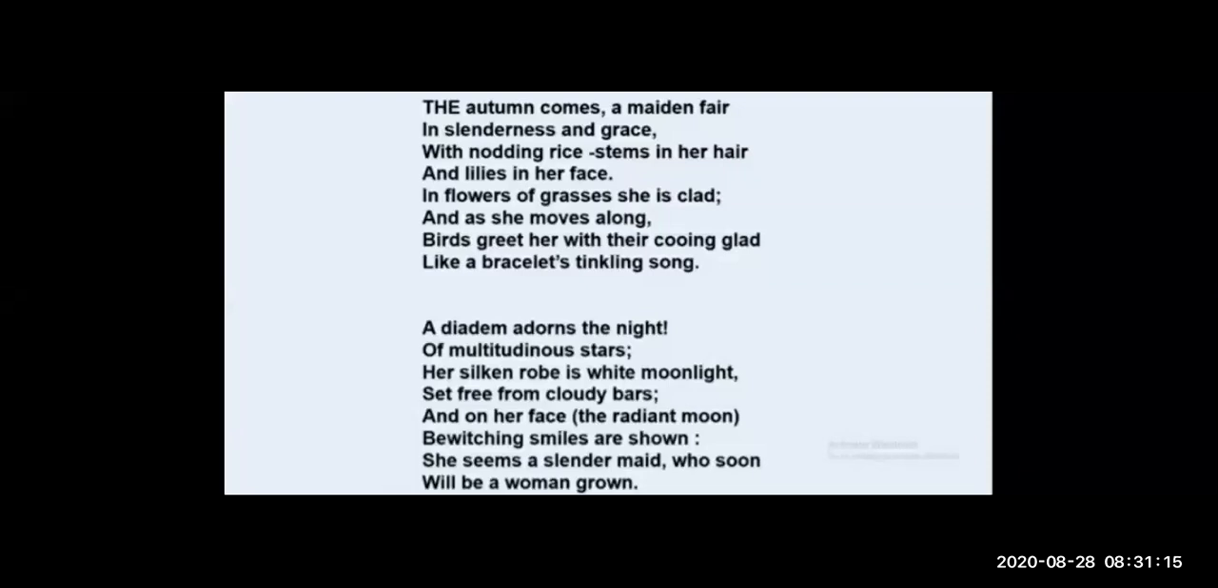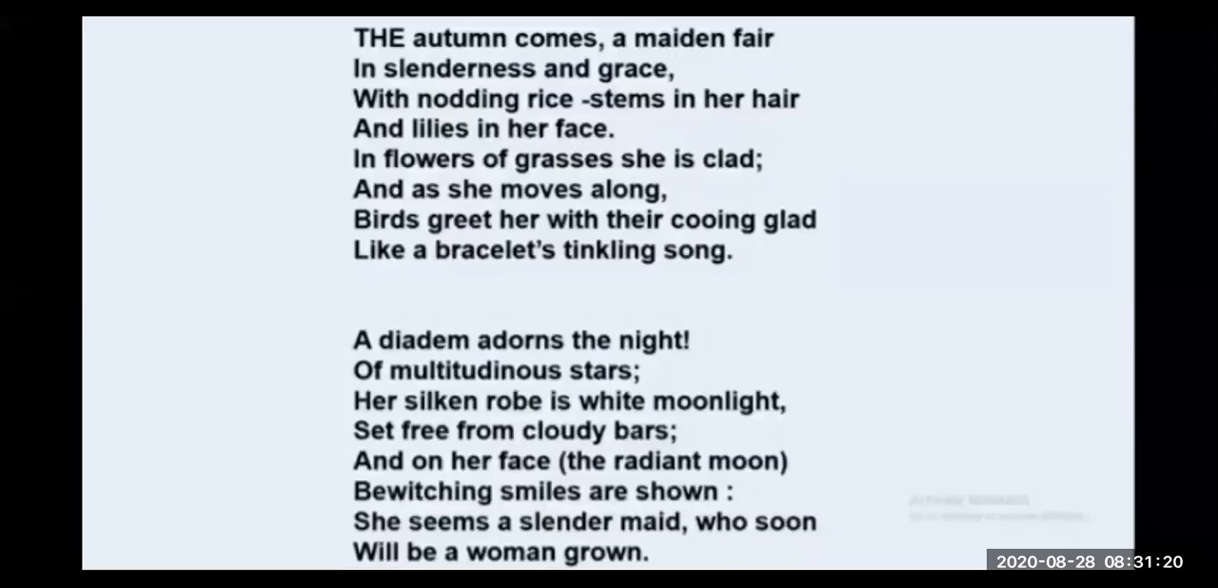How many figures of speech are used in this poem? Personification, simile, metaphor, and alliteration. Okay. And we have seen the rhyming words also of this poem: fair and hair are the rhyming words, grace and face, clad and glad, long, along and song, night and moonlight, then moon and soon, shone and grown. Now what is the rhyme scheme of this poem? A, B, A, B, C, D, C, D. This is the rhyme scheme of the poem.